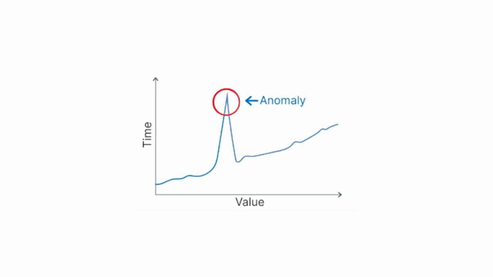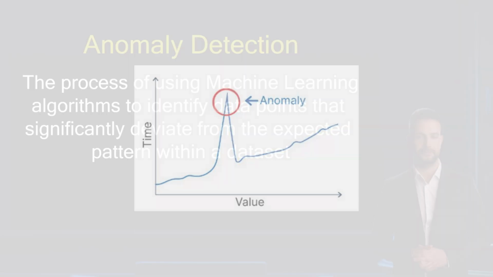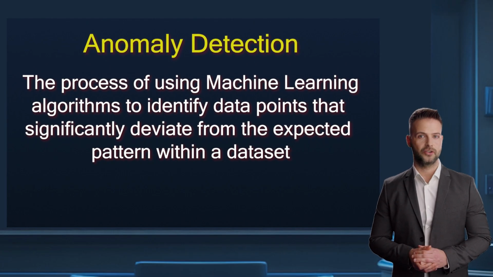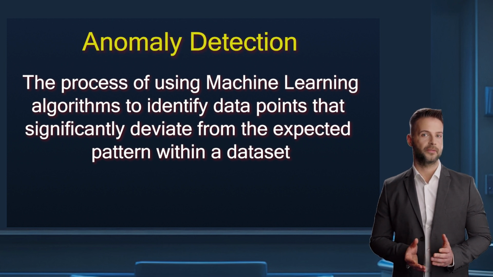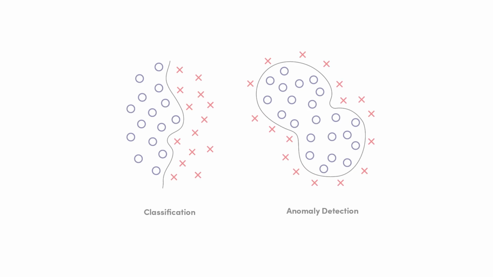Anomaly detection is the process of using machine learning algorithms to identify data points that significantly deviate from the expected pattern within a dataset, essentially flagging unusual or anomalous observations that might indicate problems or irregularities within the data. The way anomaly detection works is by identifying rare items, events, or observations that raise suspicions by differing significantly from the majority of the data.